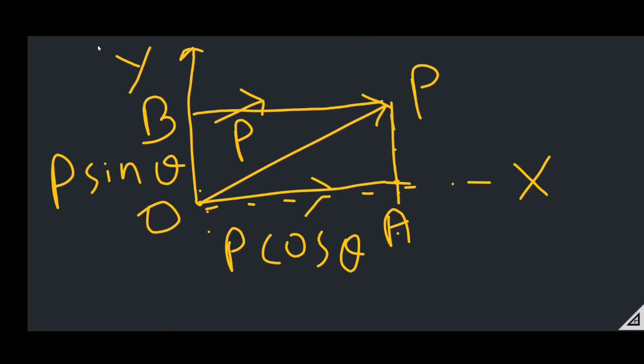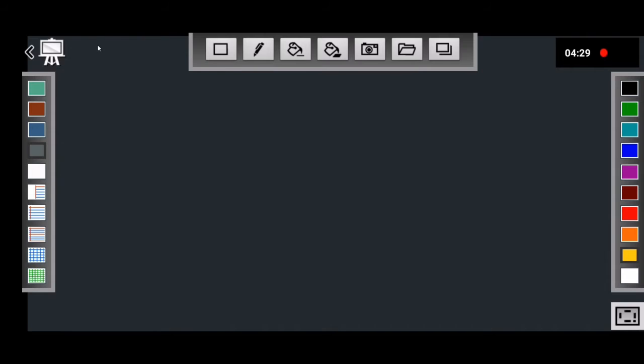So a vector can have two components in the rectangular plane. One is the horizontal component, along the x-axis, and the other is the vertical component, along the y-axis. The horizontal component of the P vector is P cos theta, and the vertical component is P sin theta. So a vector can have only two components in the rectangular plane.